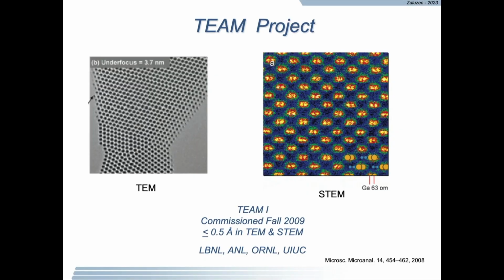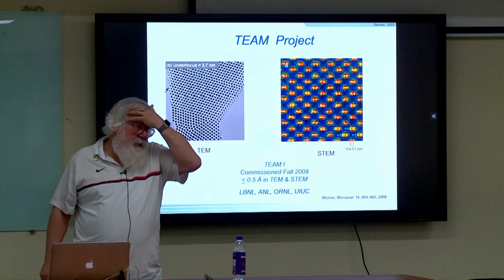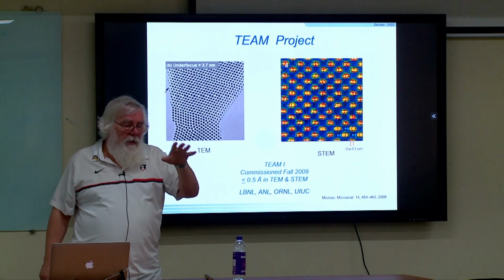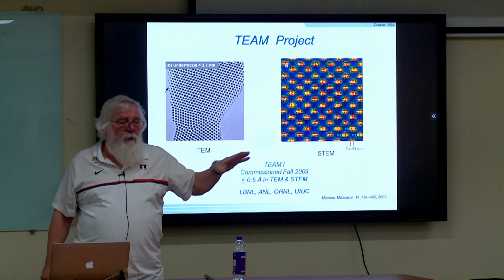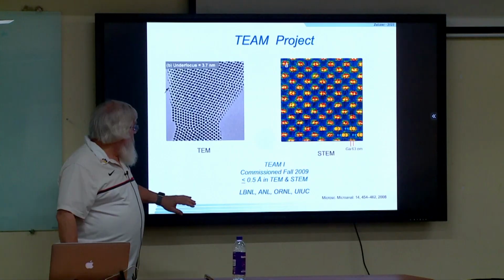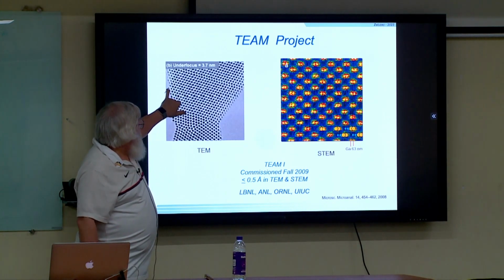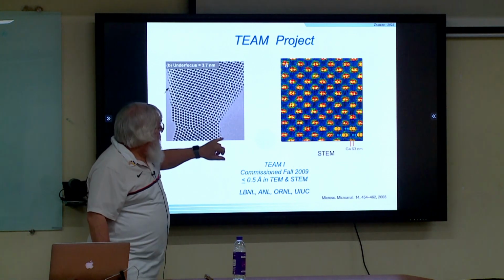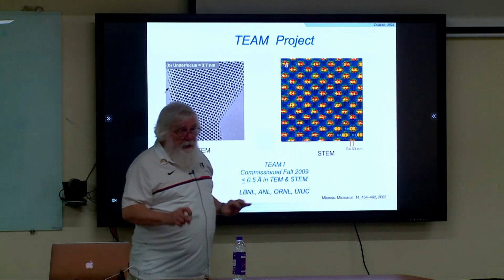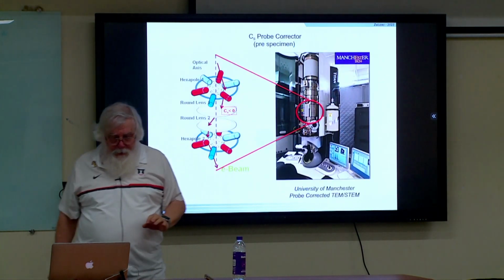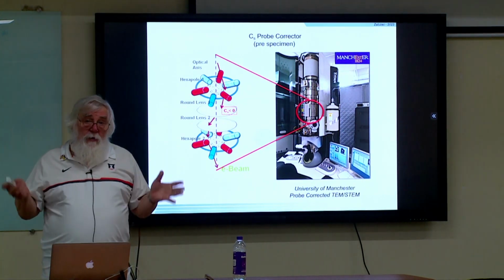The machine you have downstairs, it's a 300 kV super twin with an image corrector, right? You should easily be able to get to the 1 angstrom regime with that machine, okay? What does that mean? That means we can get images where we can actually image single atoms. And I'll show you other images in STEM later that show you even better resolution. All right, so we can make these correctors.